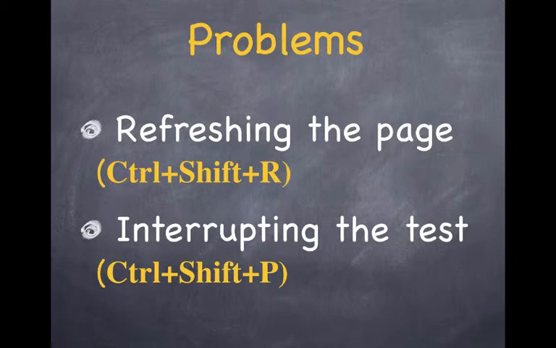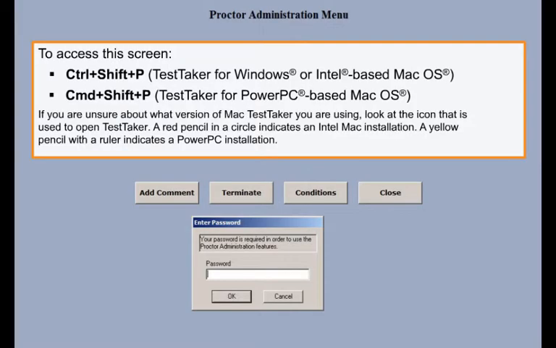So if you press Control Shift P on the keyboard, you'll get a screen that requests the proctor username and password. So you'll need to type that in, but please, again, don't let the students see what you're typing, right? The password's a secret.